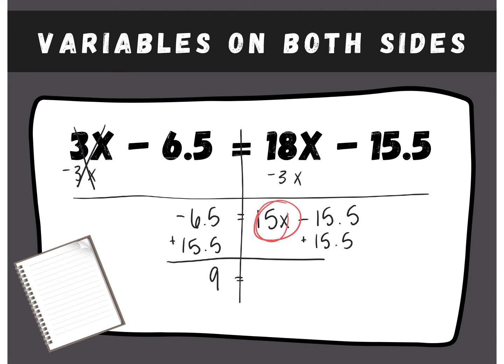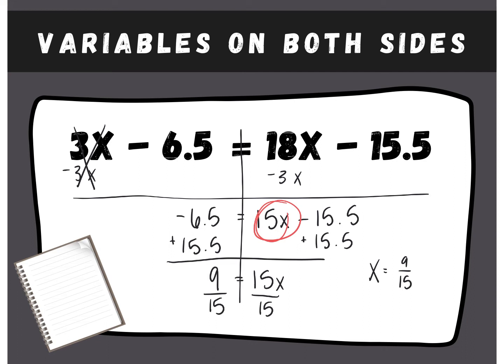Now, negative 6.5 plus 15.5 would be the same as taking 15.5 and subtracting 6.5, which gets me to 9. On the right-hand side, I still have 15x, and I need not 15x, but 1x. So I'm going to divide by 15 on both sides, and I get 9/15. Now, the answer 9/15 is perfectly fine, except that it can simplify. So this is a great example with multiple types of rational numbers. We had decimals, and now we've got a fraction.